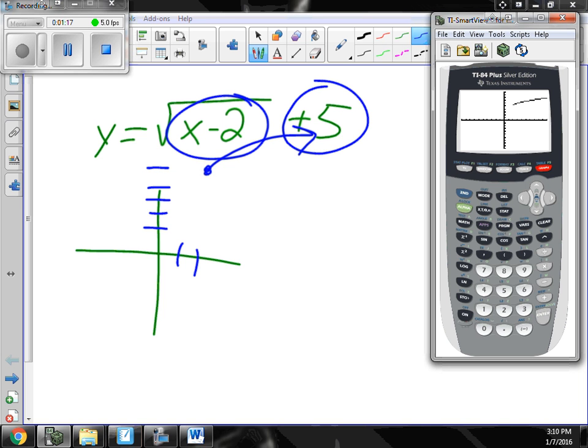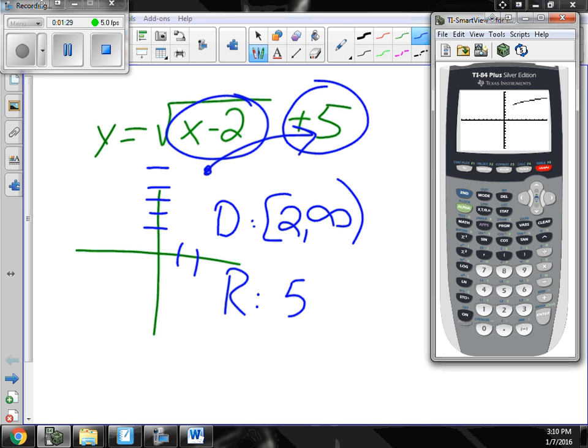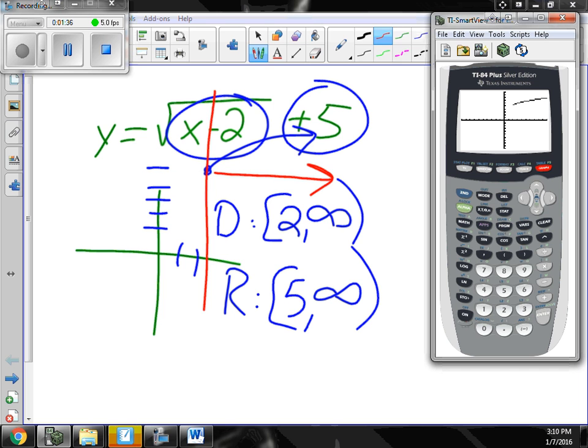So in this case, the domain is from 2 to infinity. And the range is everything above y equals 5, so 5 to infinity. So the domain is everything from here over, and the range is everything from here up. So if you can perform 1, 2, 3, and 4 without actually graphing them on your calculator, that's fine. If you need to graph them on your calculator, that's okay too.